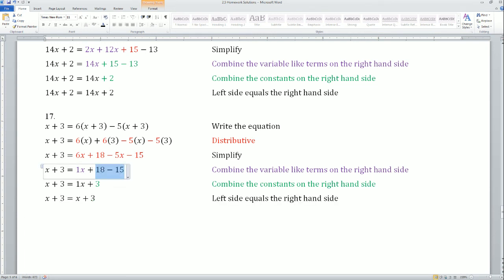On the right, that is your constants. Right, so simplify. X plus 3 is on the left hand side, and x plus 3 is on the right hand side.